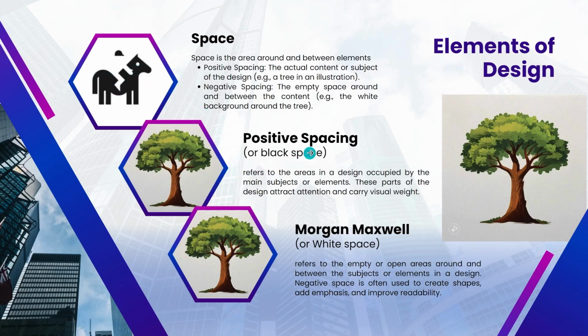So I said the positive spacing, or black space as it's called, refers to the area in a design occupied by the main subject or element. If you look at this tree now, the main subject or element, from the branch to the leaves, you can see that this part of the design attracts attention and carries visual weight.